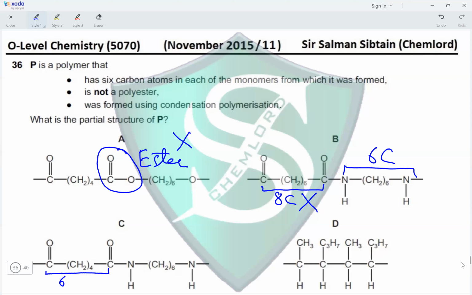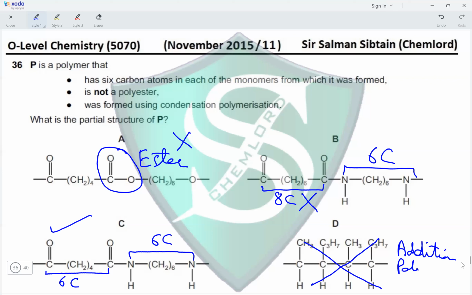And in D, we do not have a condensation polymer. We have an addition polymer present because we do not see any ester or amide bond in the structure of the polymer. Therefore, the correct option for this question is option C.